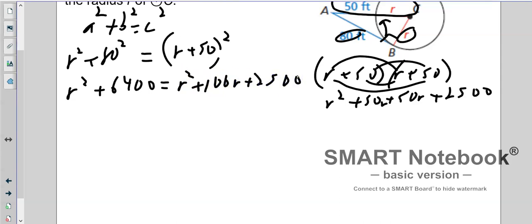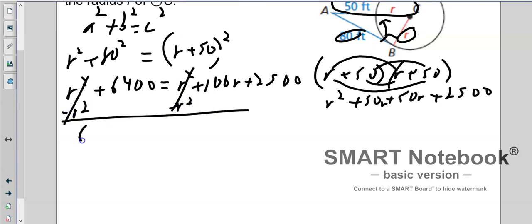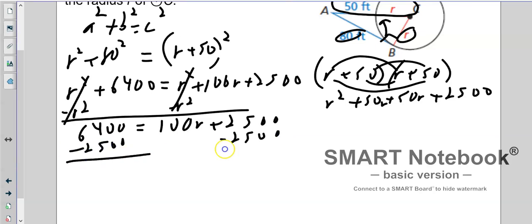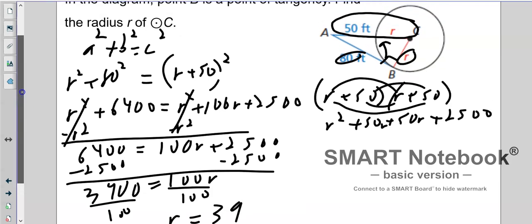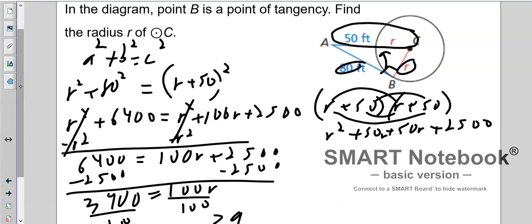Now, it's not going to be as scary as it looks because when I subtract R squared, that makes those go away. So I'm left with 6,400 equals 100R plus 2,500. Well, now I just want to get R by itself, so I'm going to subtract 2,500. So that gives me 3,900 equals 100R. And then when I divide by 100, I find out that my radius is 39. So a little trickier than we've done before, but that's how you do it. And it's just using the skills you learned from Algebra 1.